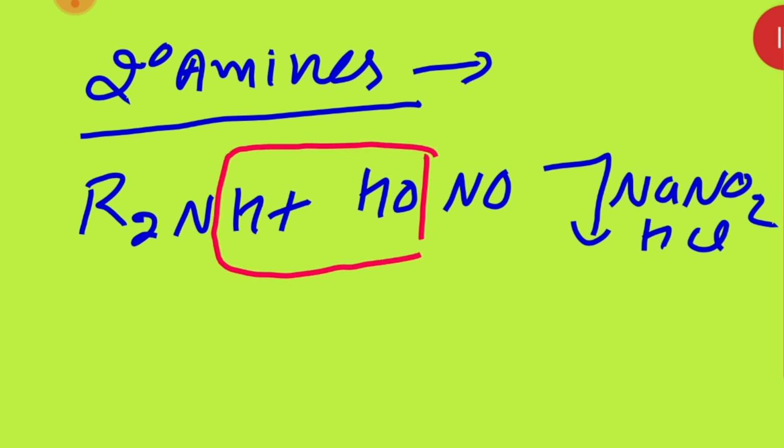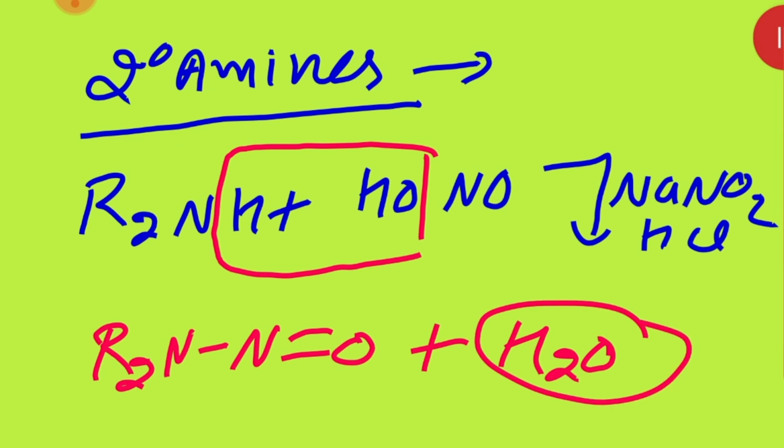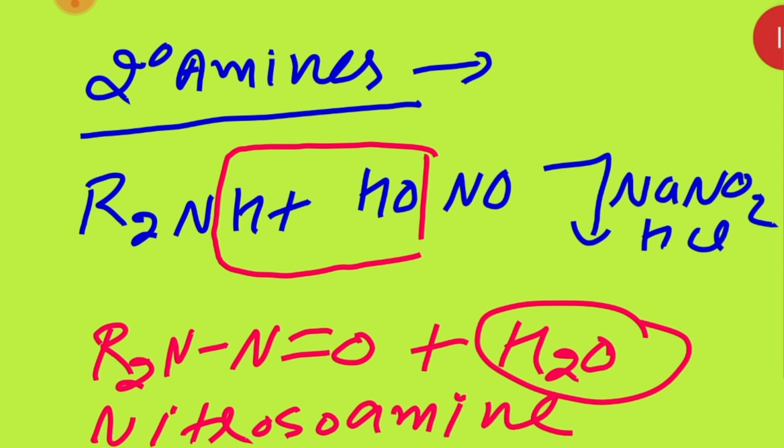There is a removal of water molecule, R2N double bond, and water will be removed. This is called nitrosamine. Nitrosamine. Clear? What do you call it? Nitrosamine.